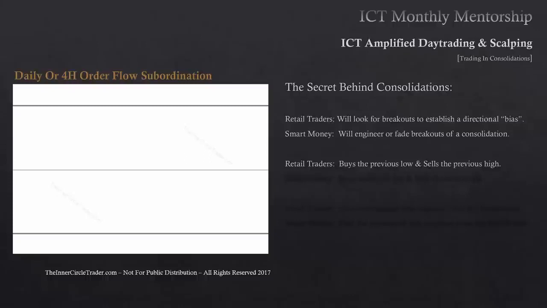Retail traders buy the previous low and sell the previous high. This is in keeping with the traditions of technical analysis, or what is known as classical support resistance. Obviously, we've seen many instances where support and resistance aren't limited to just the actual old low and the old high. Liquidity rests just above an old high or below an old low, which obviously brings us to smart money's perspective by buying under an old low and selling above an old high.